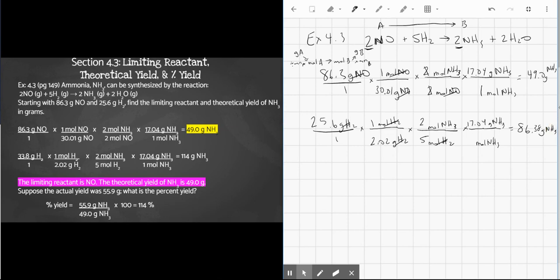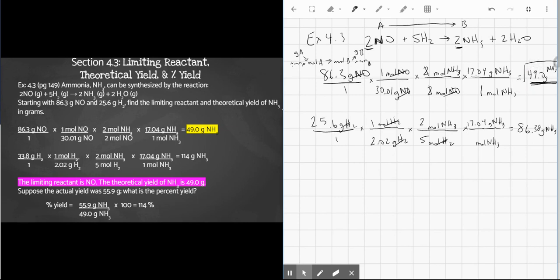Okay, I see kind of why it didn't matter, because the second part, so we're going to find the limiting reactant, we're going to find the theoretical yield. The limiting reactant is the smaller answer. So once I've made 49 grams of ammonia, I will have used up all of the NO, and this will run out. So no matter what this was, as long as this number is greater, this didn't matter, but I got 86.38.